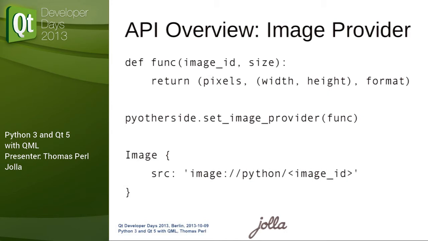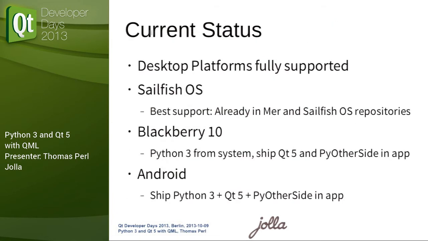If you're passing pixels, you also have to specify the width and the height and the format, which is basically one of the QImage formats. So you can say it's an ARGB 32-bit image format. But again, we'll come to that later. That's something that you can now do from Python as well.